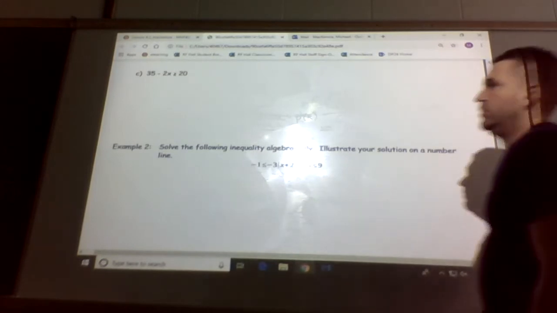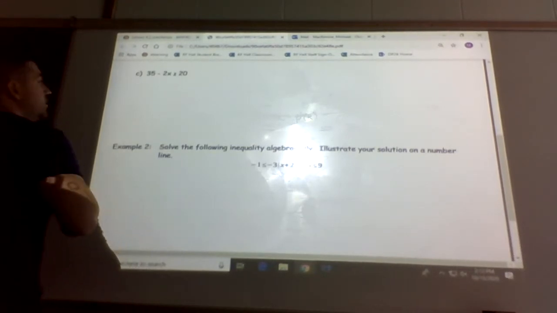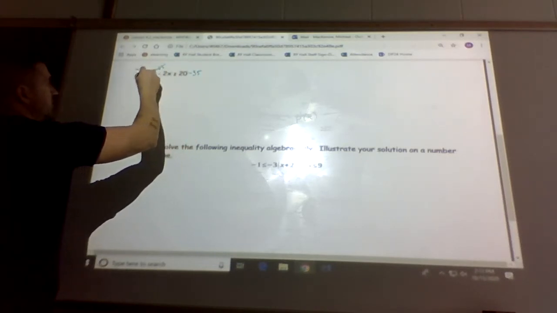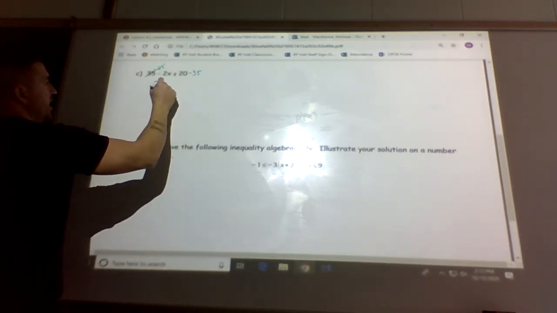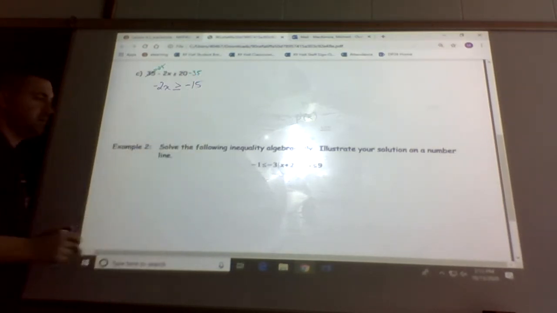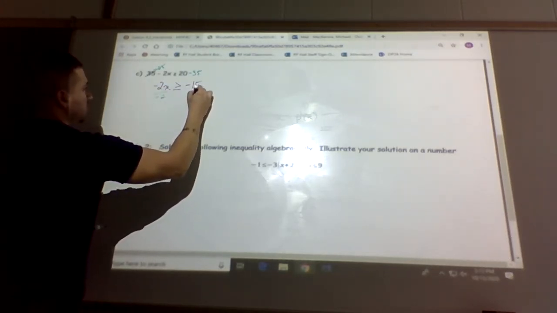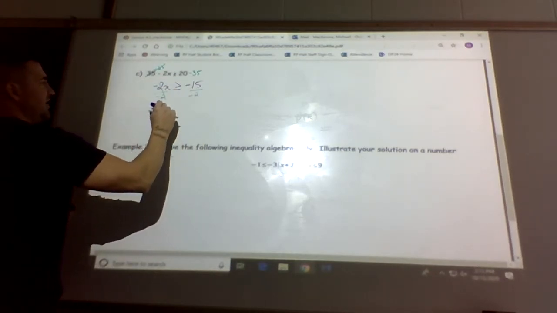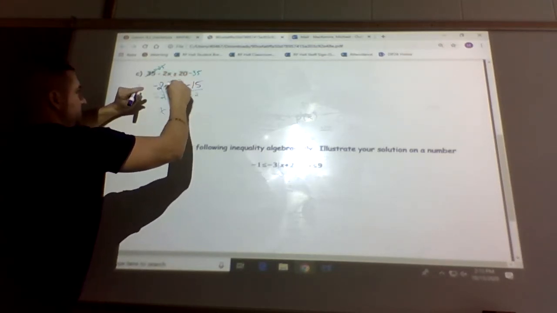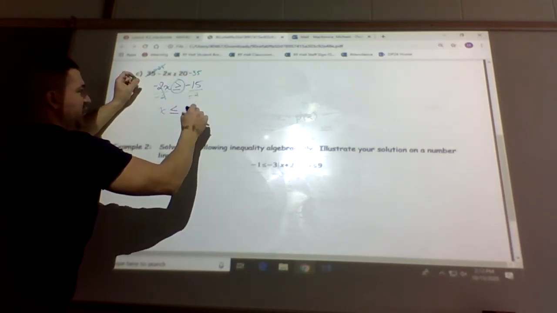Okay, third one, 35 minus 2x. Okay, so isolate for x, we're going to subtract the 35 from both sides. So we have negative 2x greater than or equal to 20 minus 35, which is negative 15. Now we're going to divide by negative 2. Since we divided by a negative value, we change this sign. So it'll be less than or equal to now 7.5.